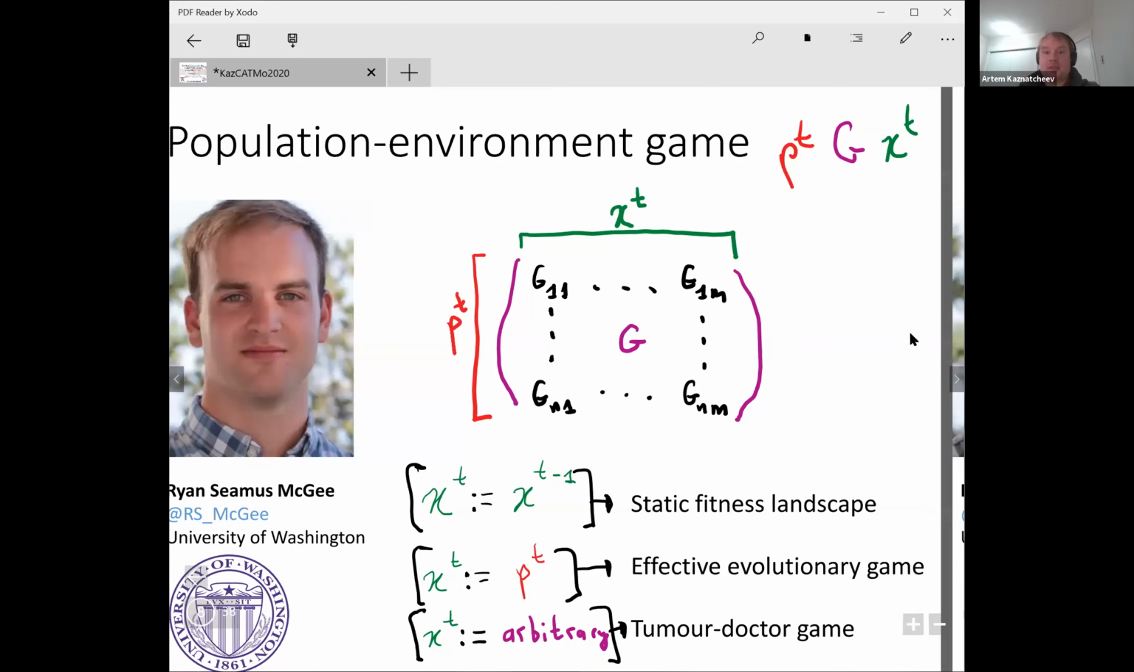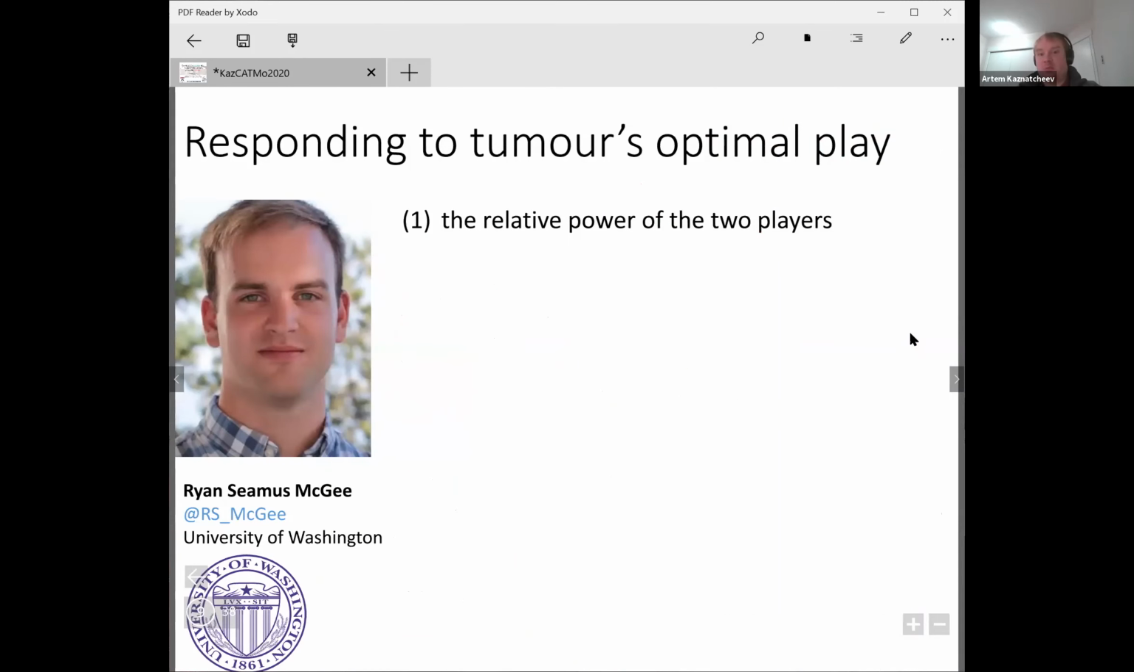Now, in this setting, we clearly want to know what's the relative power of the two players. One player is playing replicator dynamics to update its population state, and the other player is an arbitrary physician that can change whatever they want. Now, unfortunately for us, and fortunately for evolution, Ryan has shown that there's a sense in which the population player, i.e.